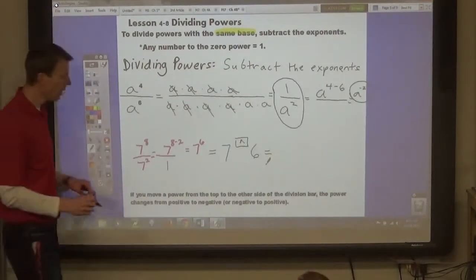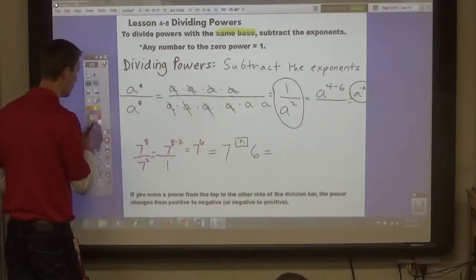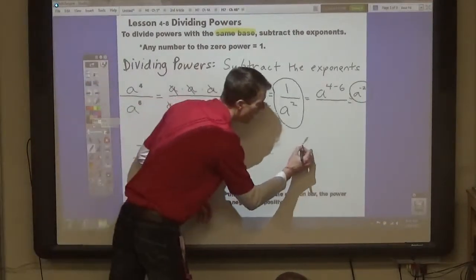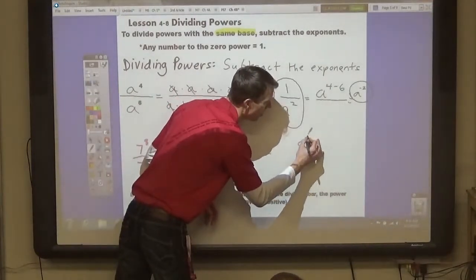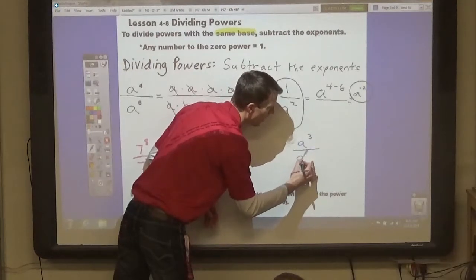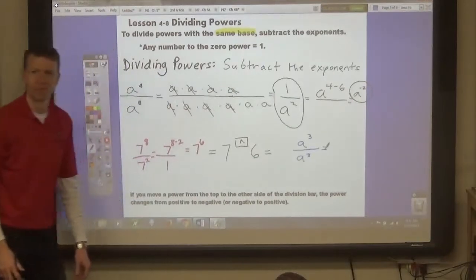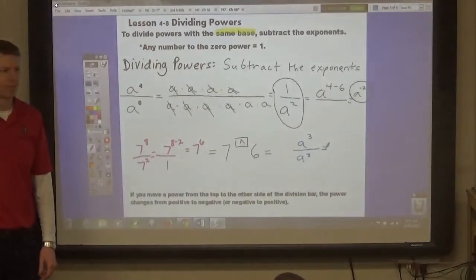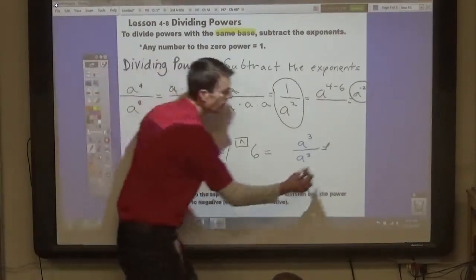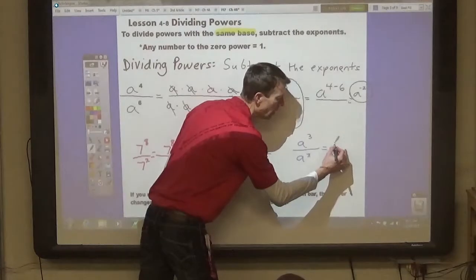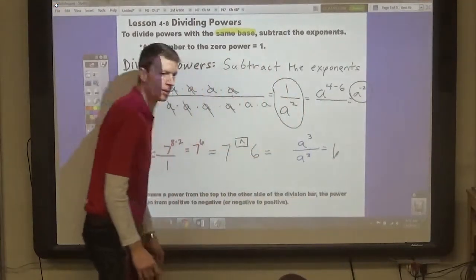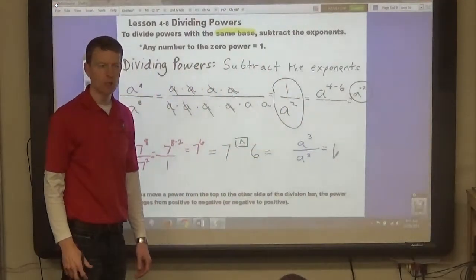Now, what if you had an example like this? What if you have a to the 3rd over a to the 3rd? It's not a to the 6th, we're dividing now, remember? This is actually 1, isn't it? Yep. What if we subtracted the exponents? What would you get?